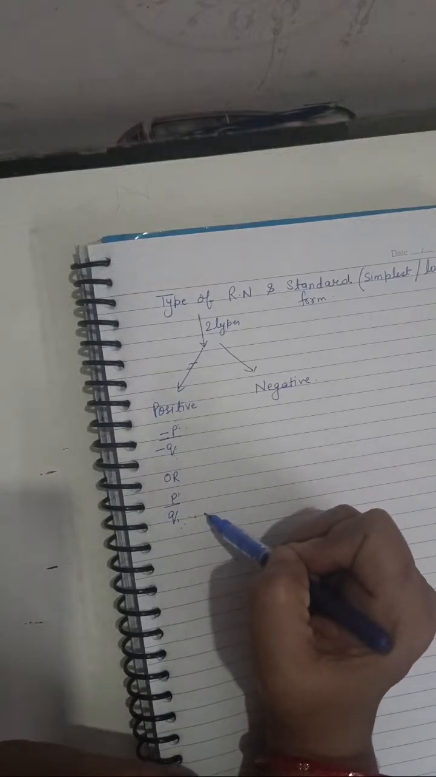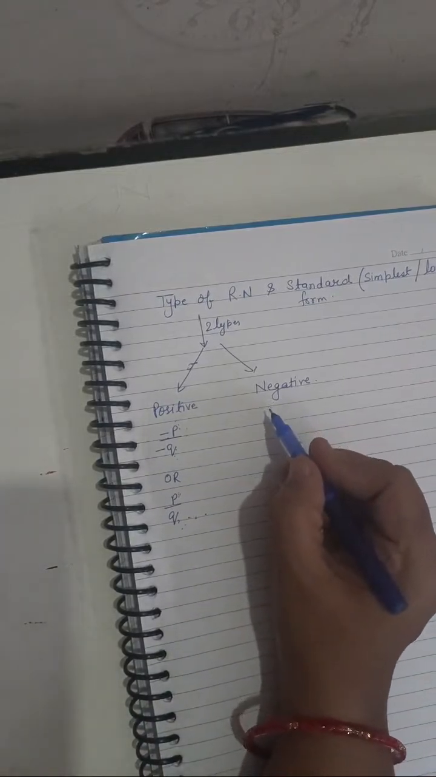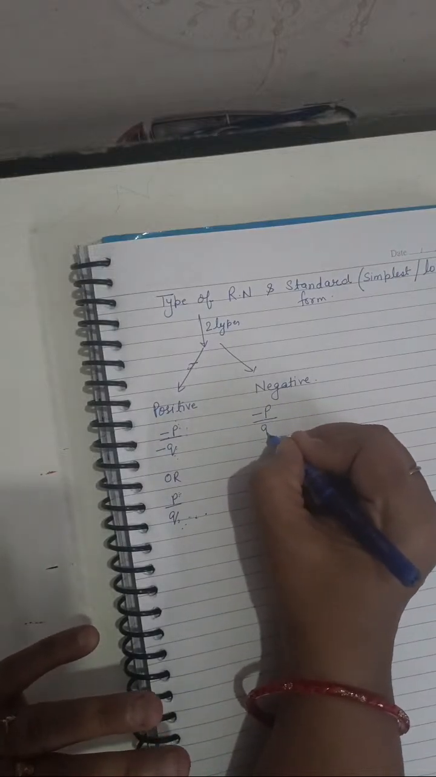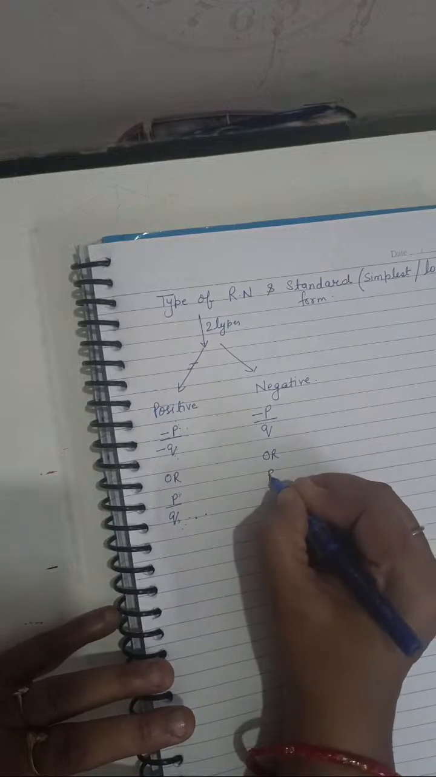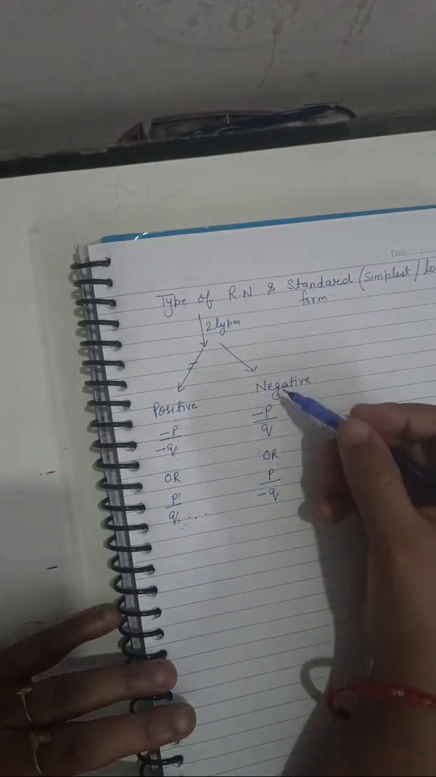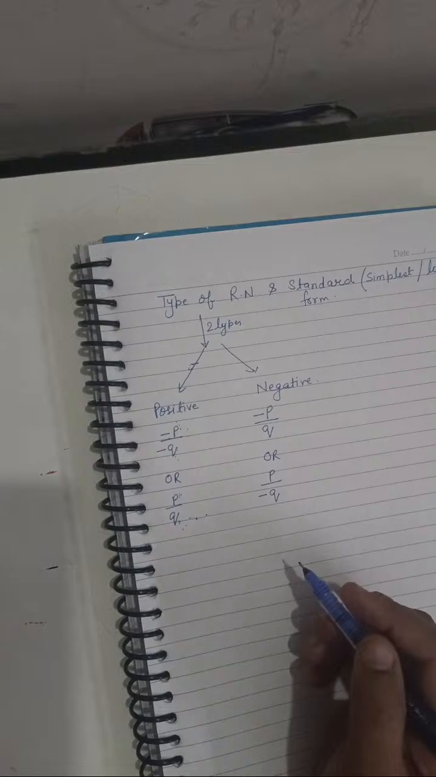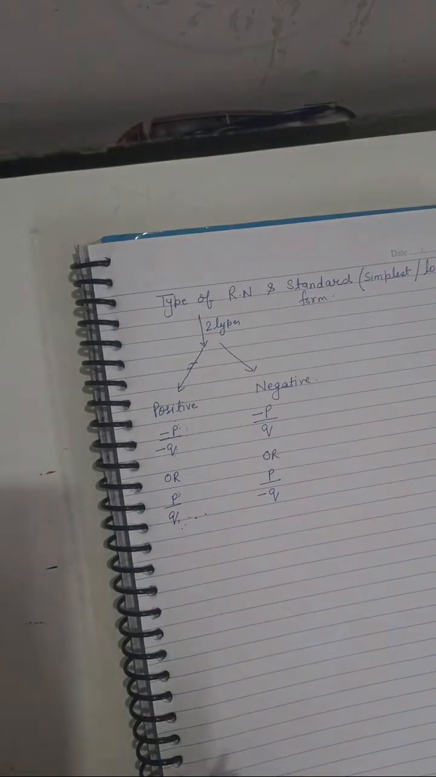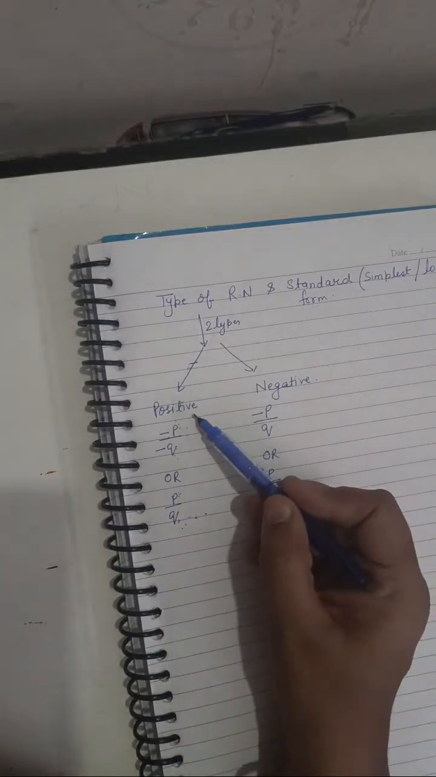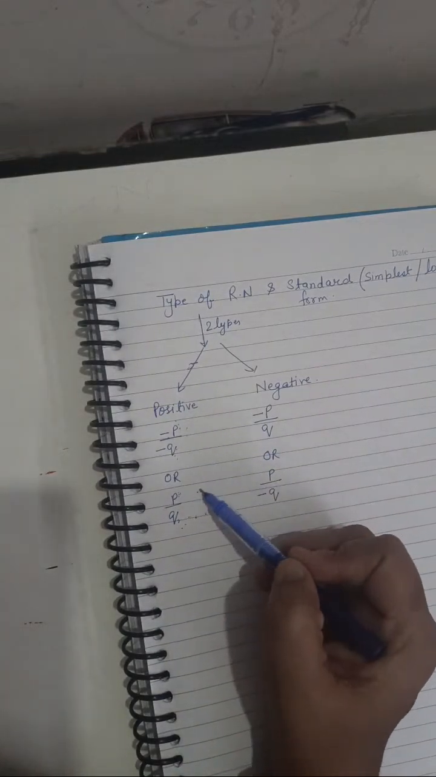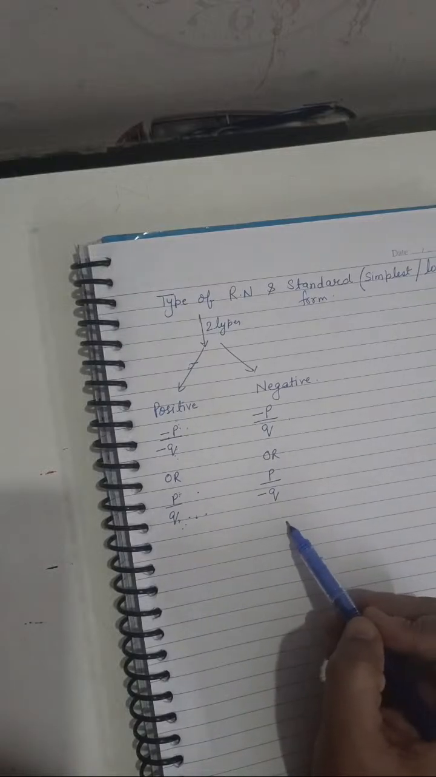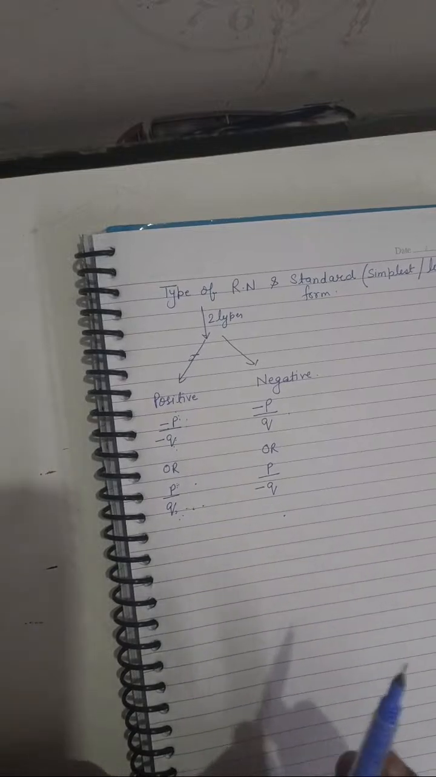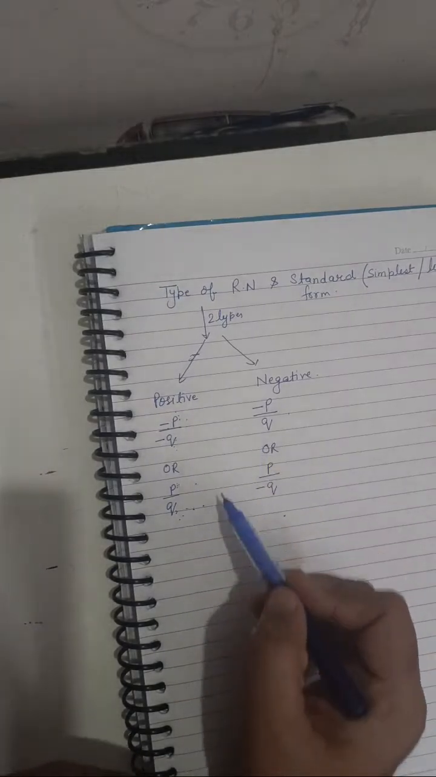Is that clear? Now, if I talk about the negative rational number, either numerator or denominator, only one of the two will be negative. So this will be known as the negative rational number. So I hope this is clear: what is the positive rational number and what is the negative rational number. Is this clear? Yes, please mention if this part is clear.